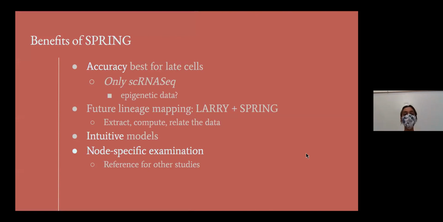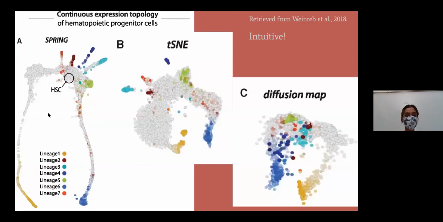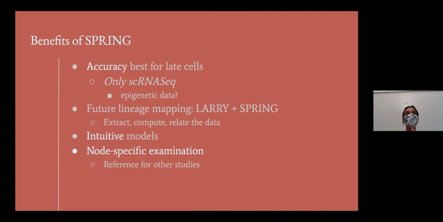Another advantage of SPRING is that it allows node-specific examination. So this means that if you go back to any of these data points on this plot, you can hone in on that single cell and get all the raw data from its single cell RNA sequencing. And this is great for any kinds of follow-up studies that want to springboard off the results of a prior study, and also great for references for training other types of models that researchers might be using.